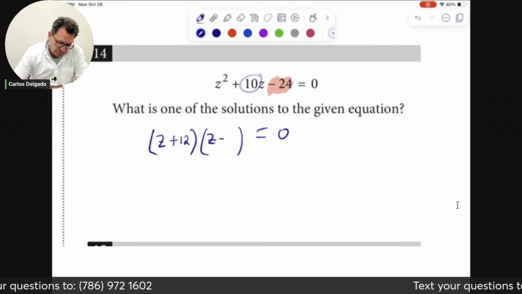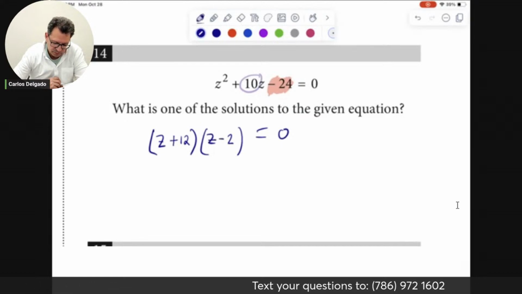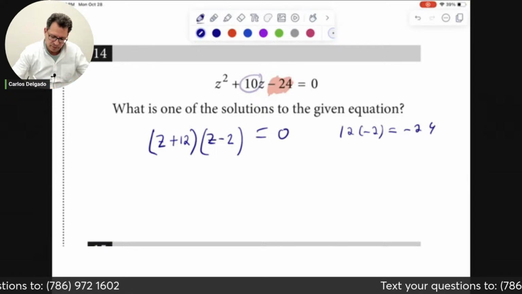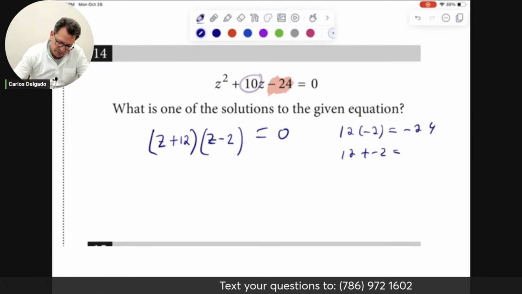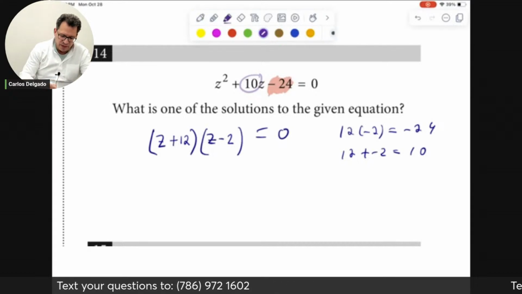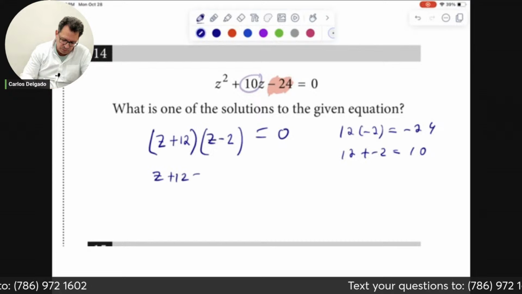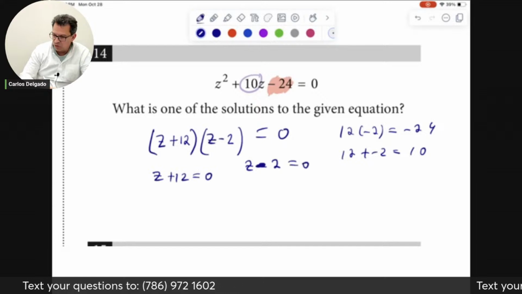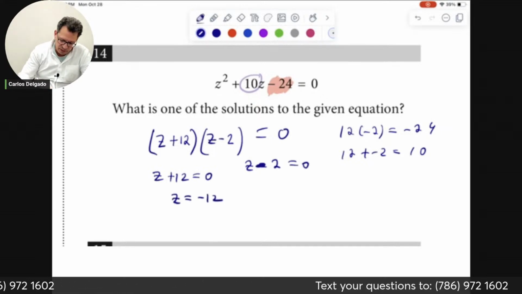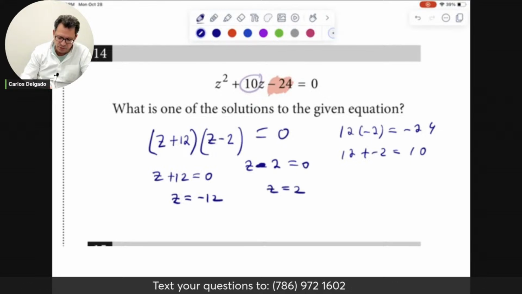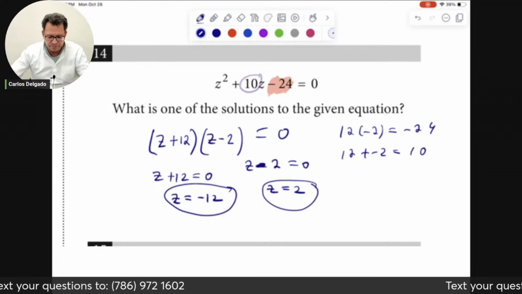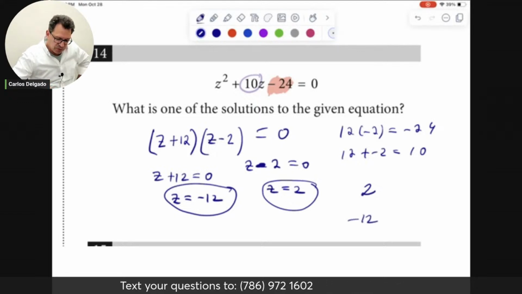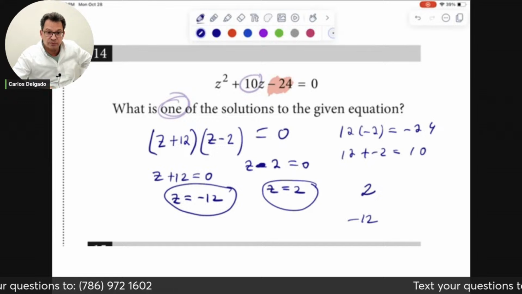12 times negative 2? 12 times negative 2 is negative 24, and 12 plus negative 2 is 10. So now that I have the factors, I set them equal to 0. And then I solve the simple equation. This gives me z equals negative 12, and this gives me z equals 2. Any of those two answers are correct. So the answer, if you put 2, that's right. If you put -12, that's right, because the question is, what is one of the solutions?